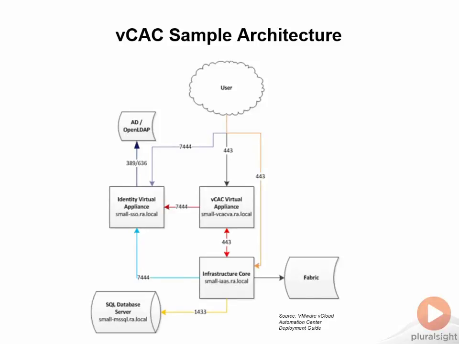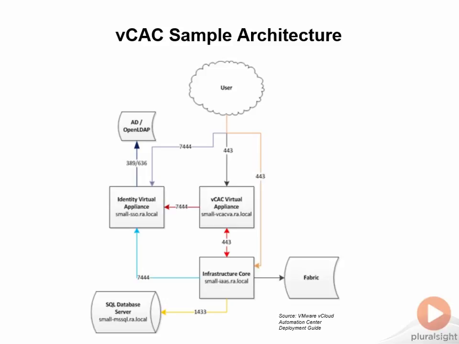This slide should be familiar now. We're back to our sample architecture. And again, I wanted to show you what it looks like from the IaaS side. You'll notice at the bottom there we have our infrastructure core, or IaaS, and that's the components installed on top of a Windows server. And we'll get more into that.